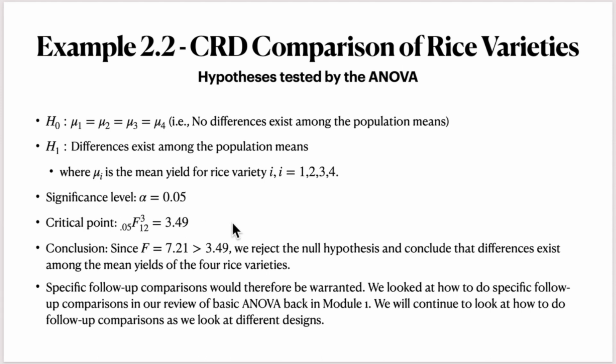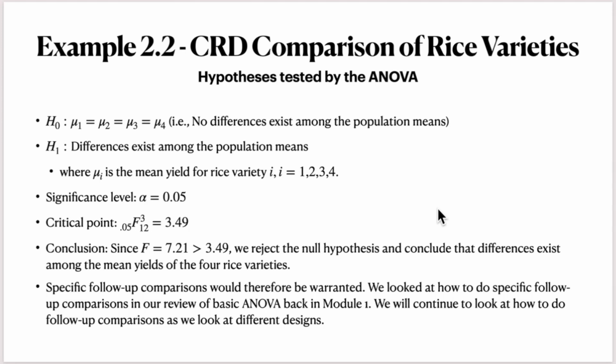Since our F statistic, which was 7.21, is greater than 3.49, we would reject the null hypothesis at the 0.05 level of significance and conclude that differences exist among the mean yields of the 4 rice varieties.